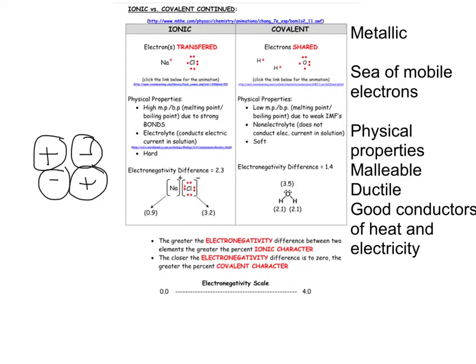This sea of mobile electrons contributes to the physical property that metals conduct electricity, including in the solid state, because their electrons are flowing around. They're always mobile. Metals are malleable, meaning that they are bendable, and they are ductile, meaning they can be drawn into wires.